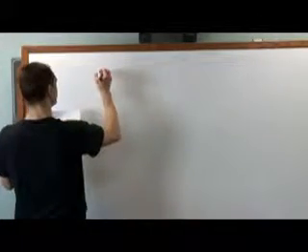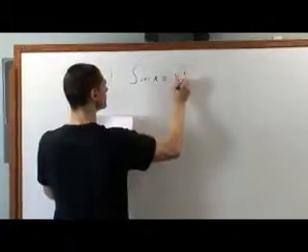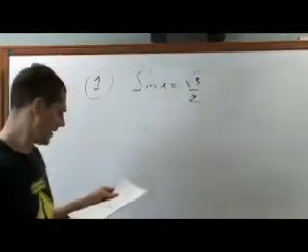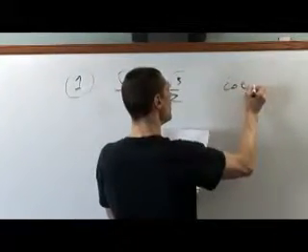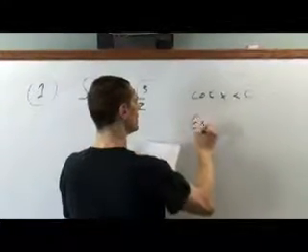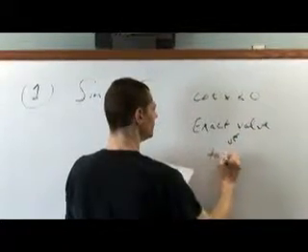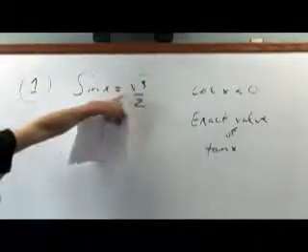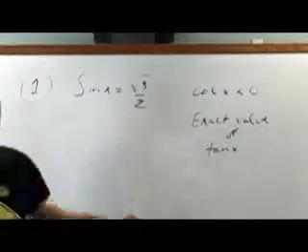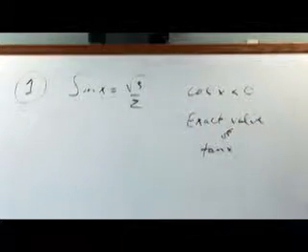Problem number 1, it says sine of x is equal to square root of 3 over 2. Let's look at this. And cotangent of x is less than 0. They want us to give the exact value of tangent x. And what they mean by this exact value is write it as something like this without using a calculator and round off. Okay, so first we need to draw a picture.